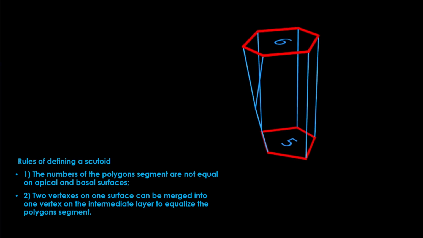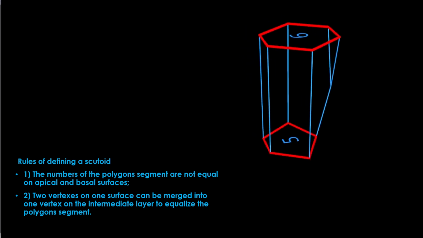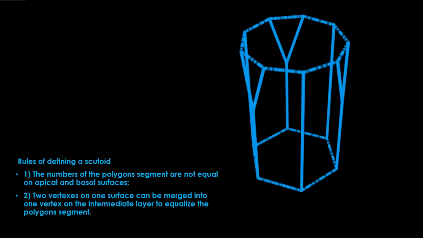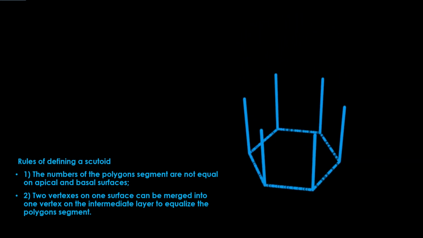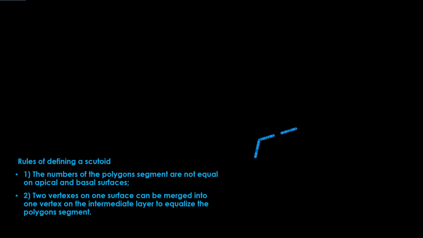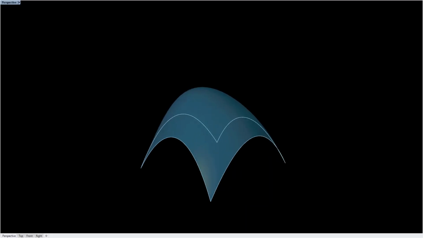Previously, we defined that the parametric model of a scutoid cell cluster can be recognized as a 3-layer structure. Two essential conditions for determining a scutoid are: 1. The number of the polygonal segments are not equal on apical and basal surfaces. 2. Two vertices on one surface can be merged into one vertex on the intermediate layer to equalize the polygon segments. Based on the above rules, we first extracted the 3 layers of a given shell geometry.